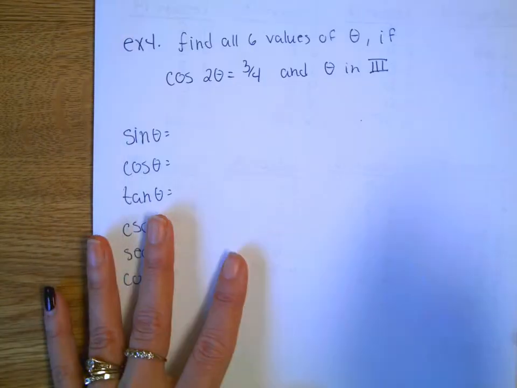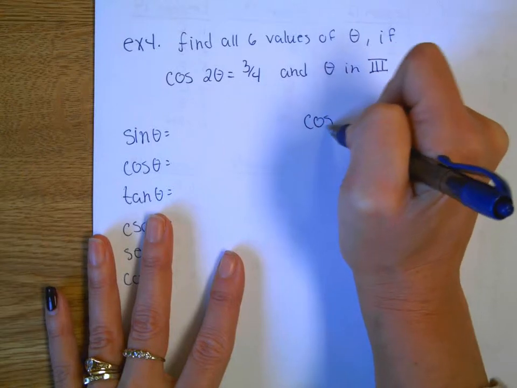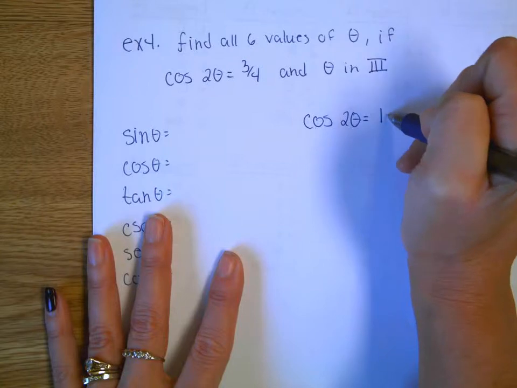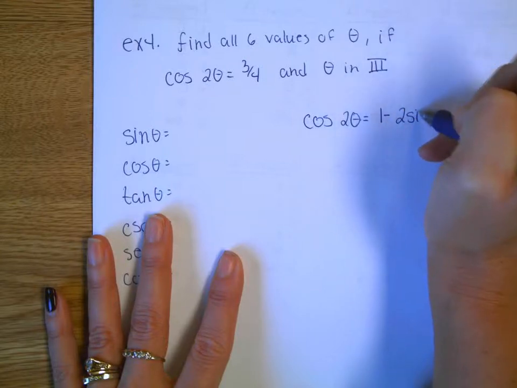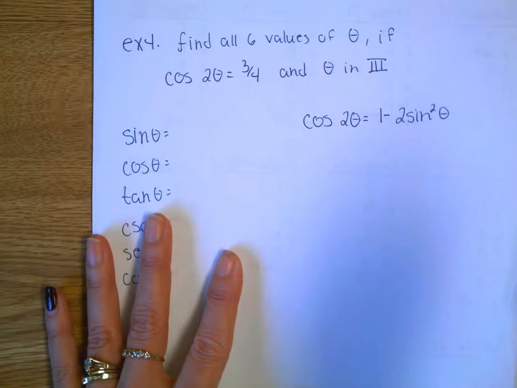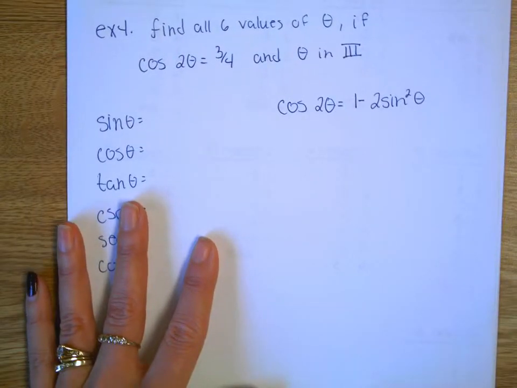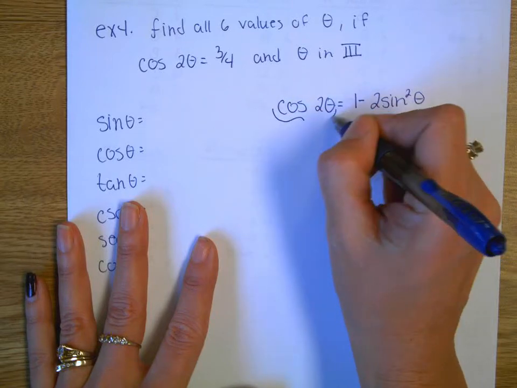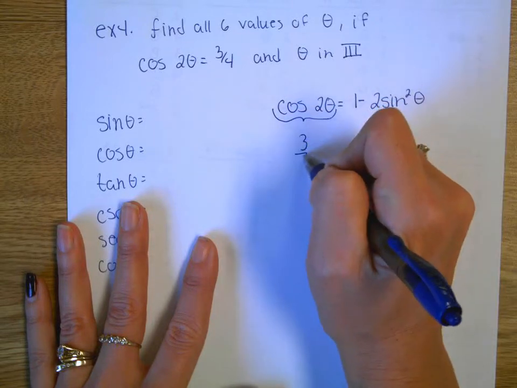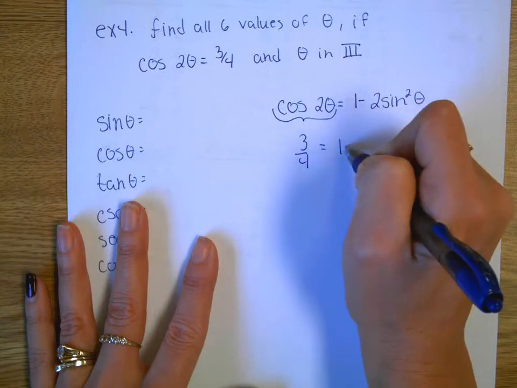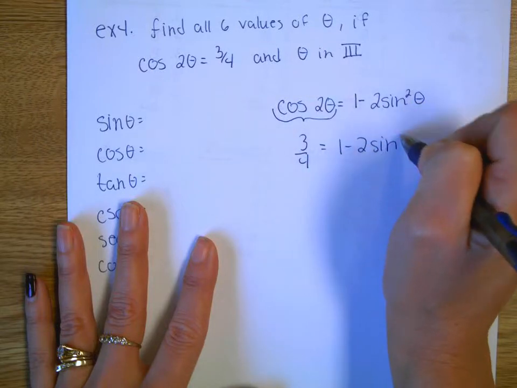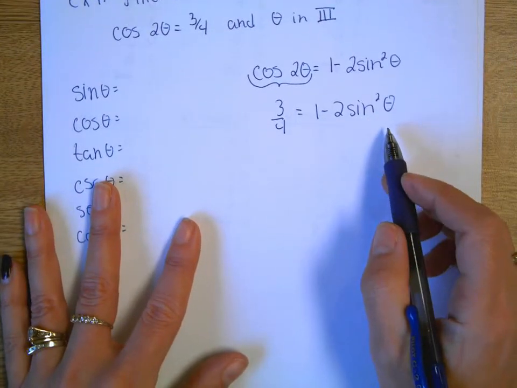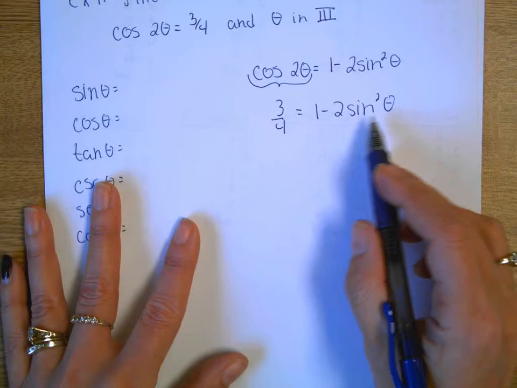So I'm going to write down the identity. We know that the cosine of 2 theta equals 1 minus 2 sine squared theta. We cannot start with a triangle. Okay, so I know this value. What is the cosine of 2 theta? 3/4. It is equal to 3/4. That leaves us with a sine theta that we can solve for.